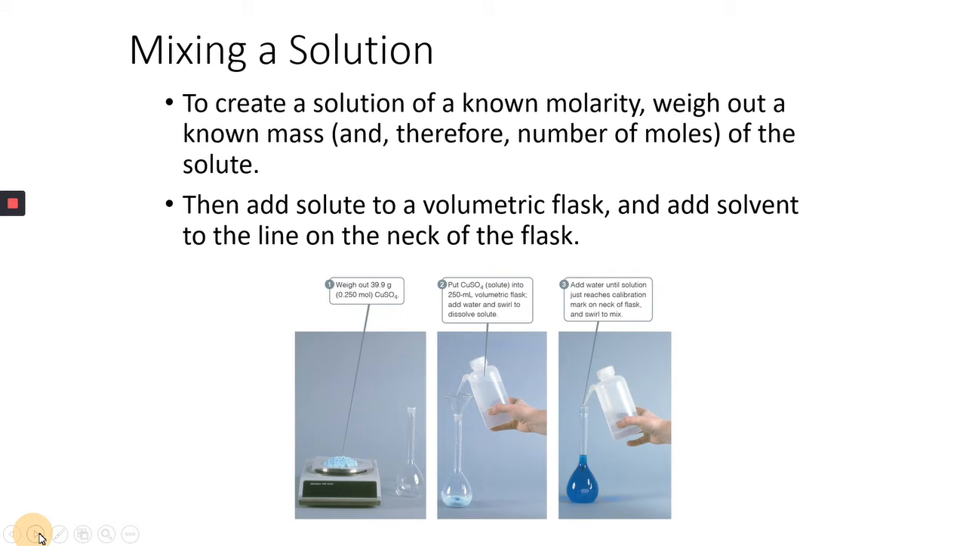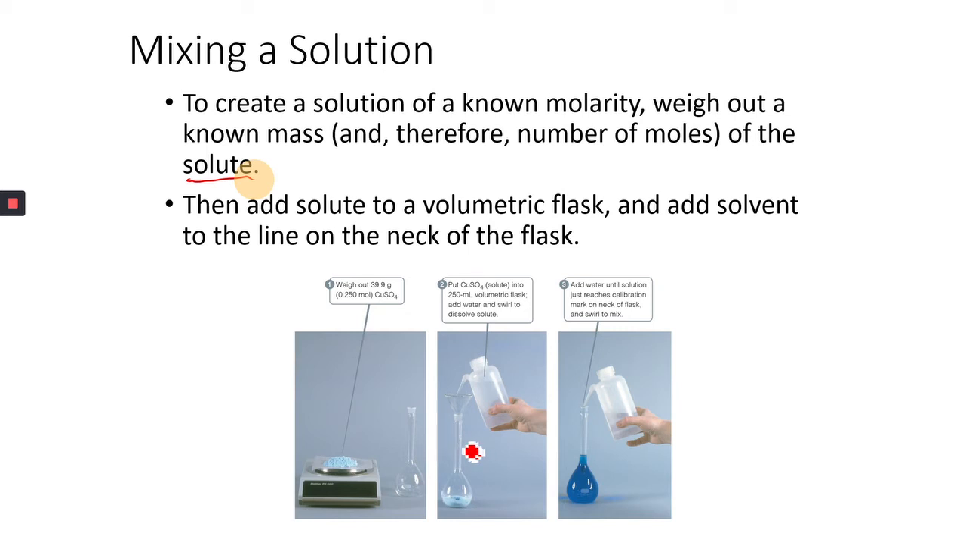How do you actually mix a solution? When you're making a solution, the first thing you want to do is mass out the solute. Mass out your solute, and then you will have to take that mass and calculate the number of moles, because if you want to know the molarity, it's in moles, right? So you mass it out, then you add the solute into your volumetric flask.